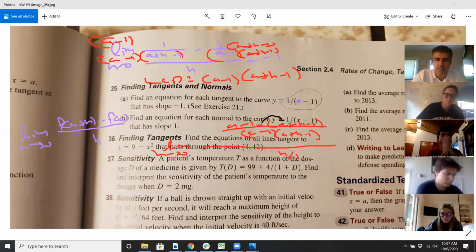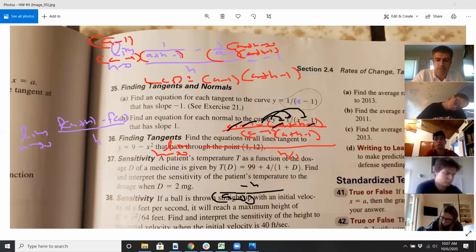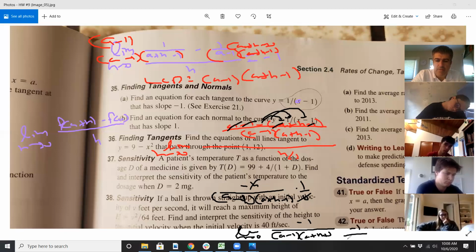If you distribute that minus correctly, you'll have a minus a. You'll have -1 plus 1, which will cancel, so you get negative h up top. Negative h up top, again, over a minus 1, a plus h minus 1, times 1 over h. Those h's cancel. You get -1 over a minus 1, a plus h minus 1, the limit as h approaches 0. Now you plug in 0, and you should get -1 over a minus 1 squared. And you have to set that equal to -1. Then you have to solve for a after that.